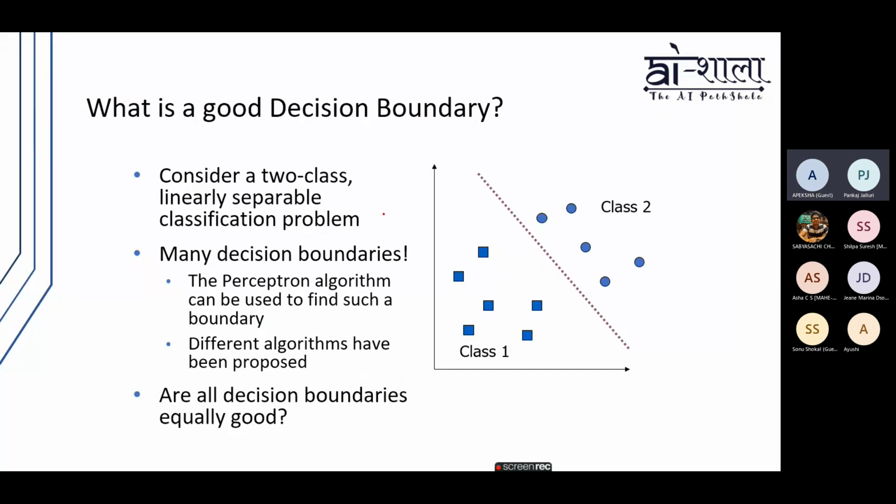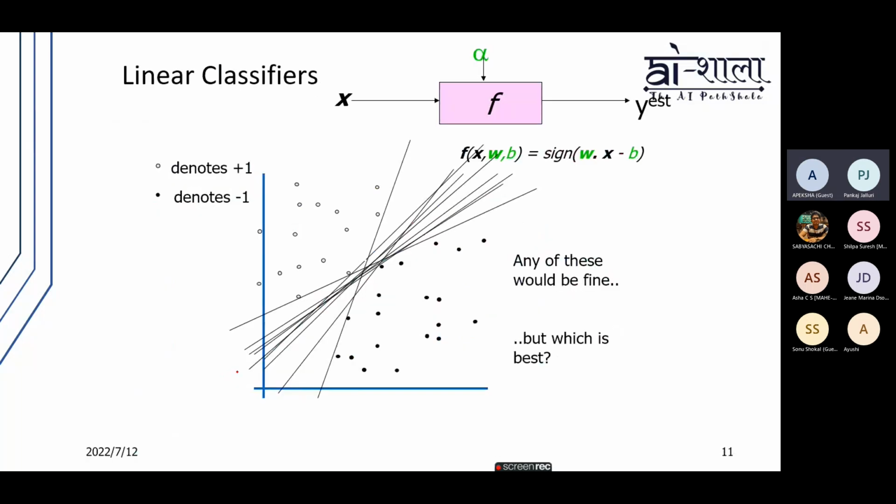So consider a two class linearly separable, this is very important, linearly separable classification problem, and there can be many decision boundaries. So there are different algorithms that have been proposed, and today what we are going to do is find out the best line using SVM. Okay. Now, out of this, which line would be fine?